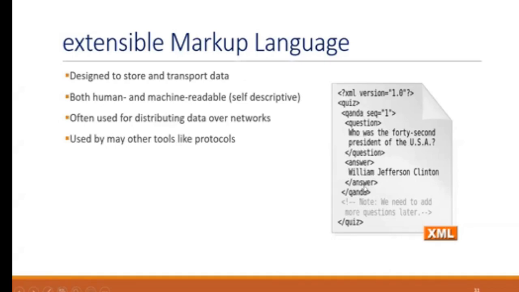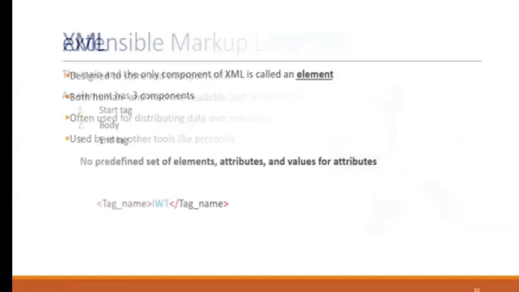Now here we have a quiz, right? Starting with quiz, then sequence 1, the first question is this, then question close, answer is this, answer close. Let's see how we have to arrange these tags. But what you have to remember is, there are no predefined tags in XML. XML is used to store and transport data. Both humans and machines can read XML, right? And it's case sensitive. Let's see what that means.